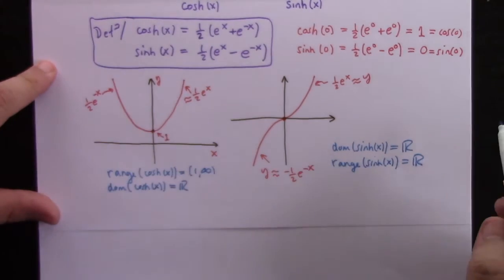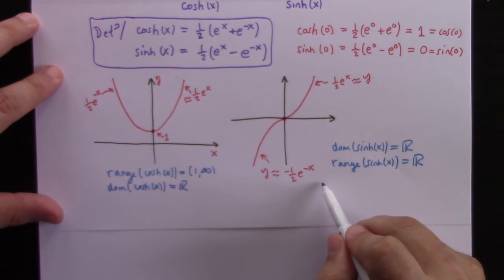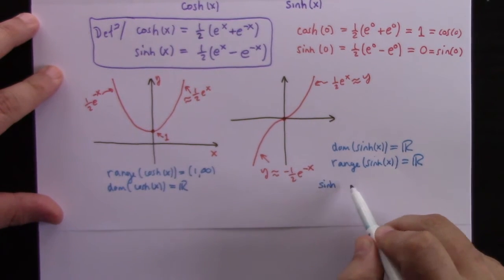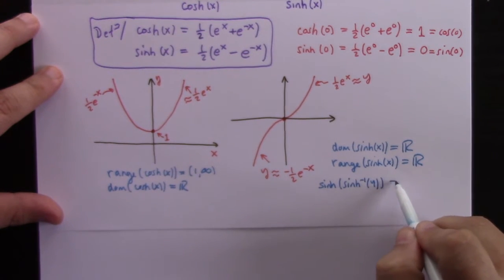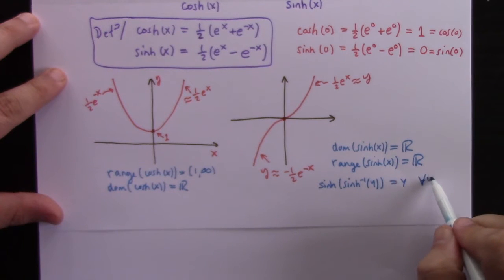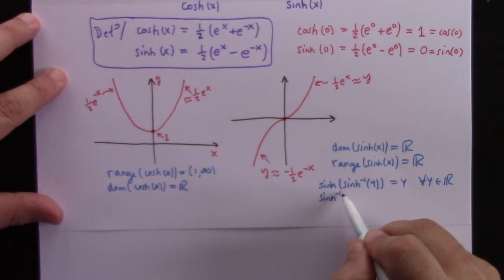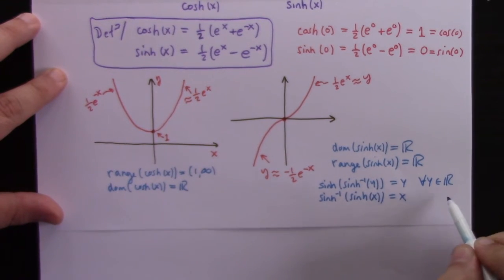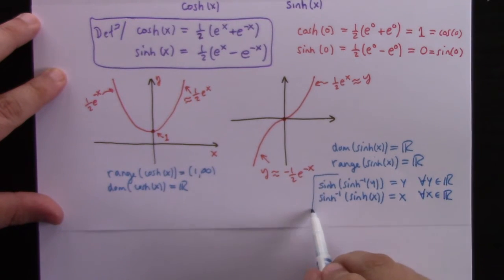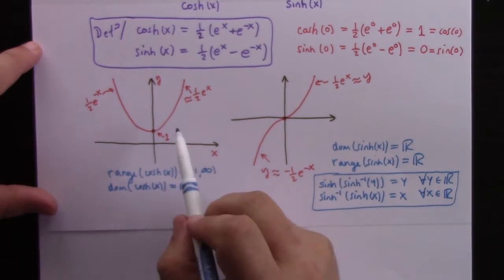All right. So this passes the horizontal line test everywhere. There's an inverse hyperbolic sine function. So sinh of sinh inverse y is equal to y, and that's true for all y in the reals. And it's the same song and dance for the inverse hyperbolic sine of the sinh of x. It's also equal to x for all x in the reals. This is very hard to mess up.